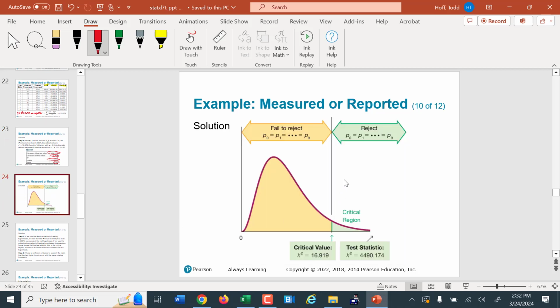So this is that curve that I demonstrated earlier. It's always skewed to the right, to the upper tail. The critical value we found was 16.919, and our test statistic, 4,490, is way out there. So we're definitely in the rejection region. So we reject the idea that those proportions are all equal. And so the alternative is that they're not equal, or at least one of them is different.